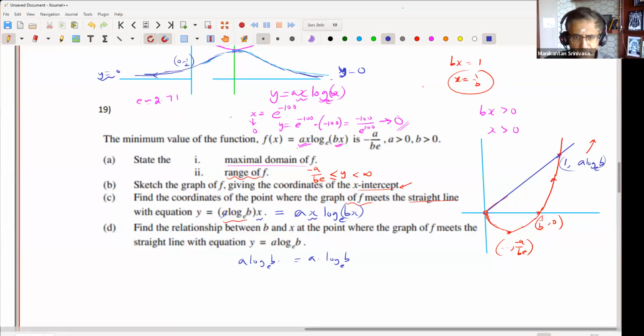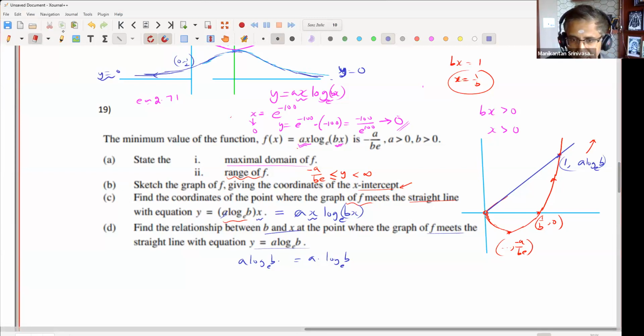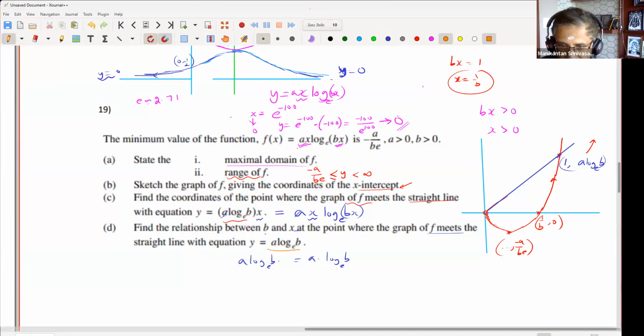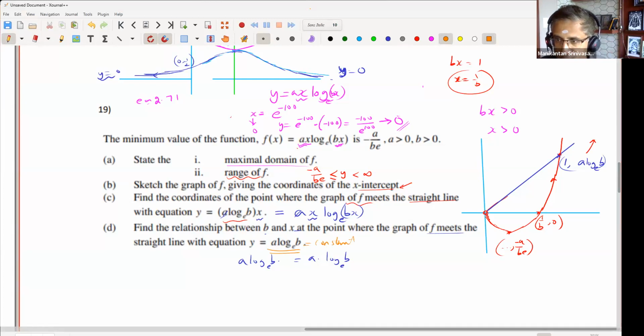And then find the relationship between b and x at the point where the graph meets the straight line y equal to a log b to the base e. A very bad question. I don't know why. Okay, this is a log b to the base e, right? It's the same point literally. So it's the same point. A log b to the base e is literally this point. So this is a flat line, right? Y equal to some constant. So that constant happens to be the same constant here. So it's just a flat line here.